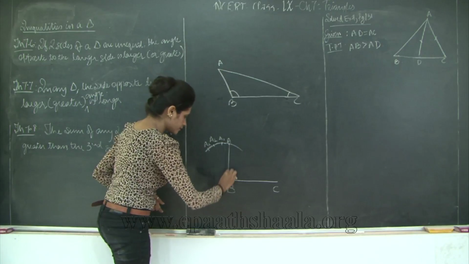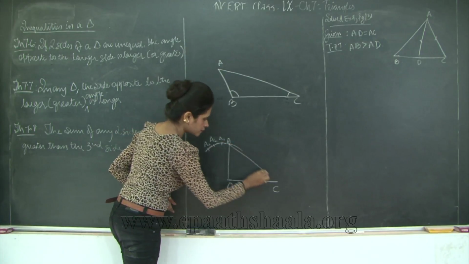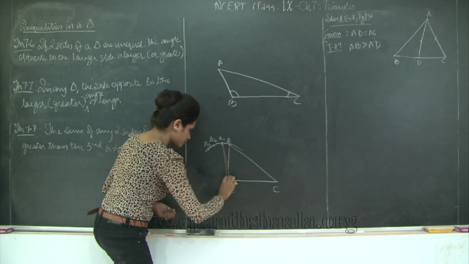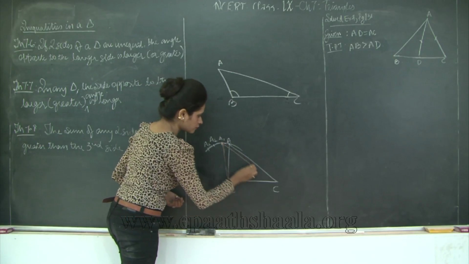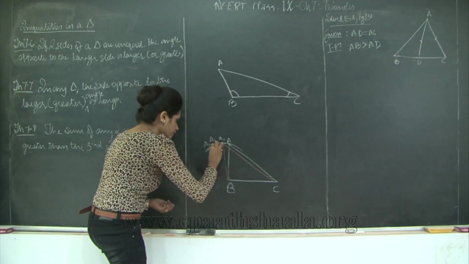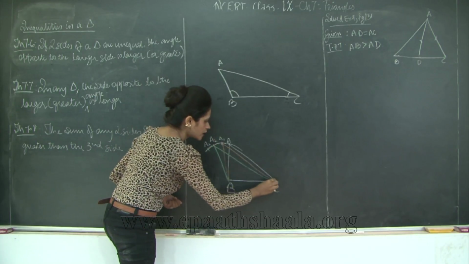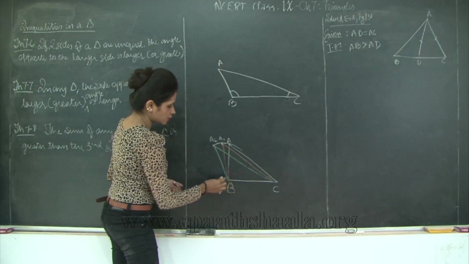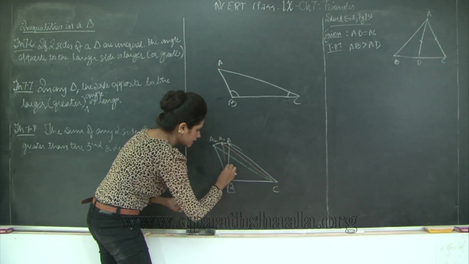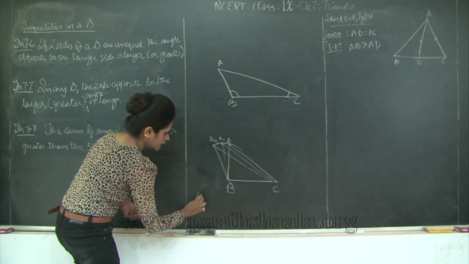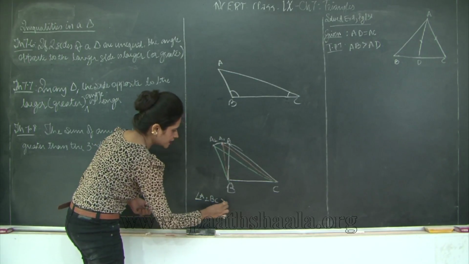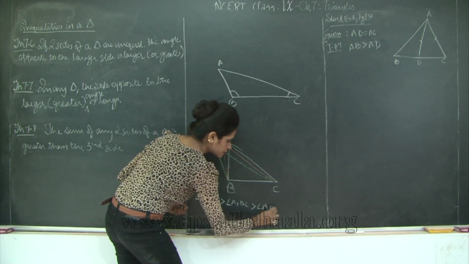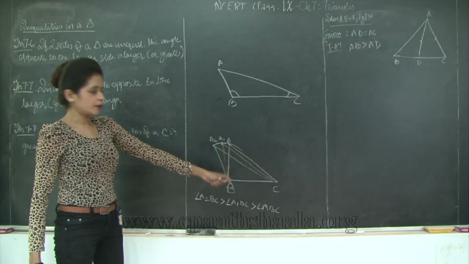So let's see. Let's say I am just taking until A, A1, A2. Now if you notice these angles over here, my angle A2BC is greater than angle A1BC, which is greater than angle ABC. Correct? What can you say about the sides opposite them?